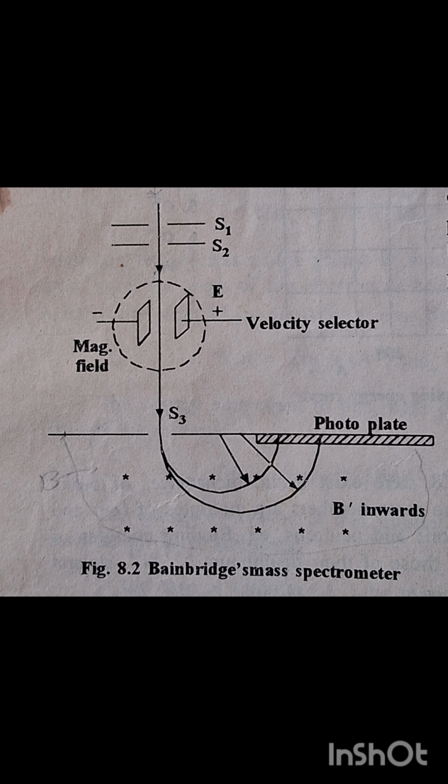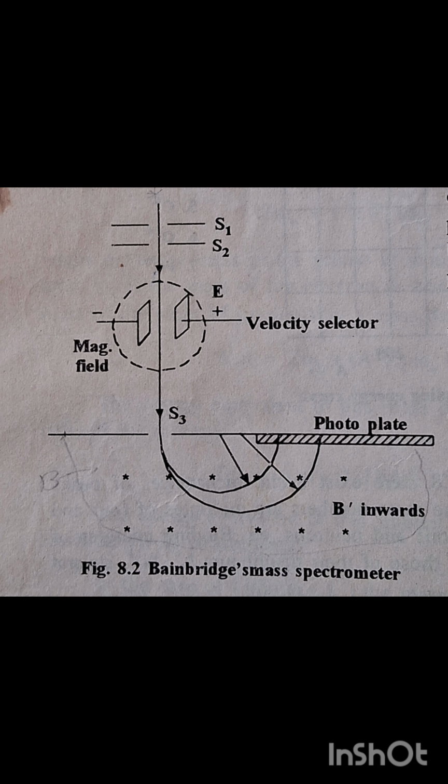Atoms with one or more electrons removed have a net positive charge and therefore become positive ions. A beam of positive ions from a discharge tube is collimated into a fine beam by two narrow slits S1 and S2. A narrow ion beam from S1 and S2 enters the velocity selector. The velocity selector allows the ion beam of a particular velocity to pass through another slit S3.